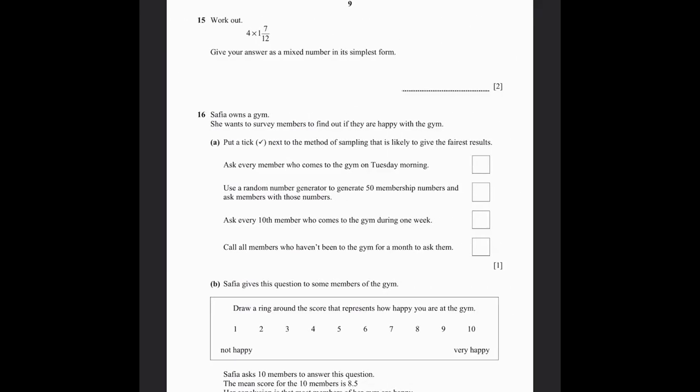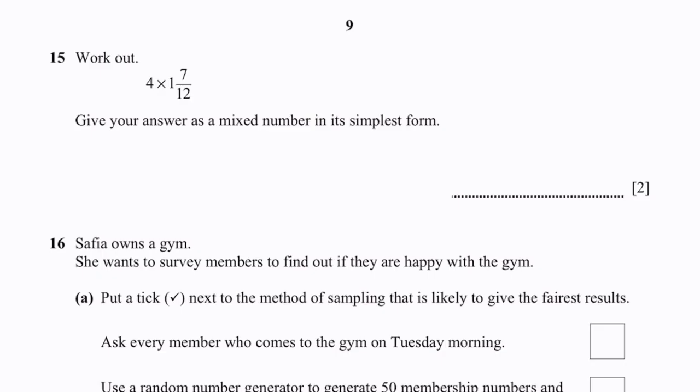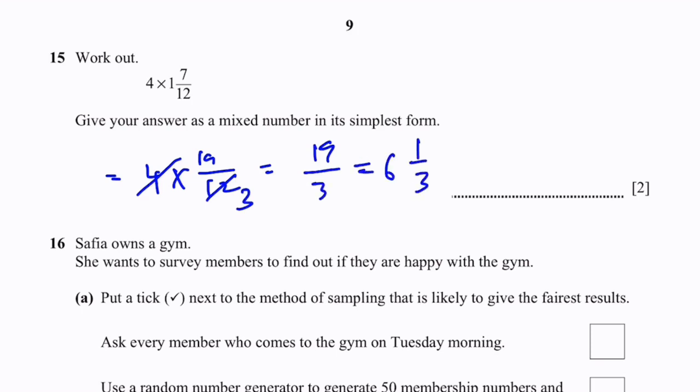Let's go to question 15. Work out 4 into 1 7 by 12. Give your answer as a mixed number in simplest form. That'll be 4 into 19 by 12. We can cancel this out. So that'll be 3 there. 19 by 3, which is just 6 1 by 3. That's the answer. Question 16.